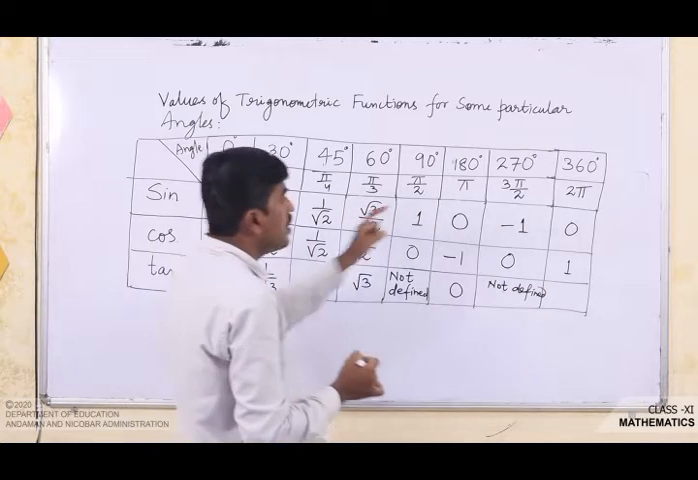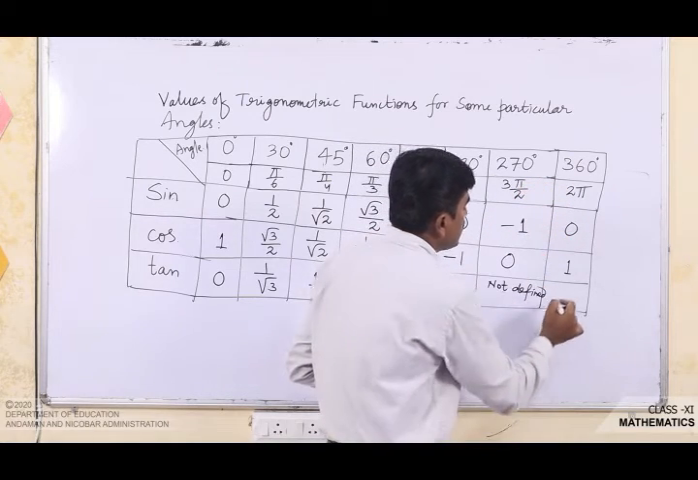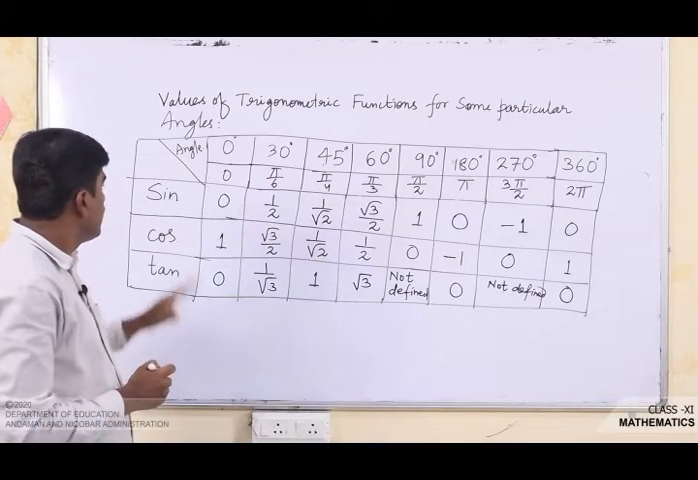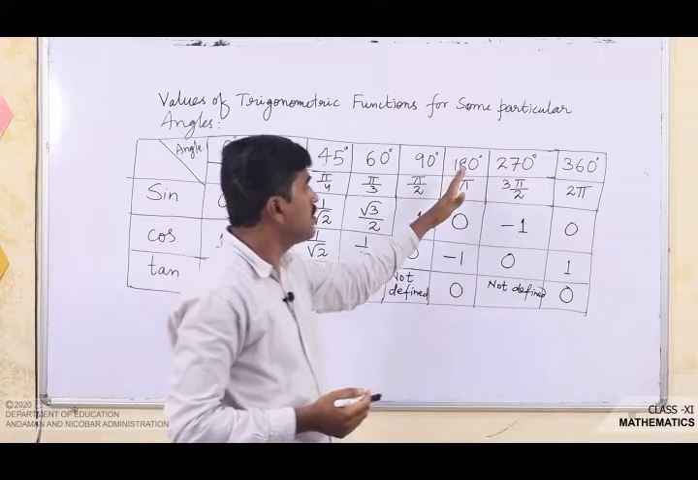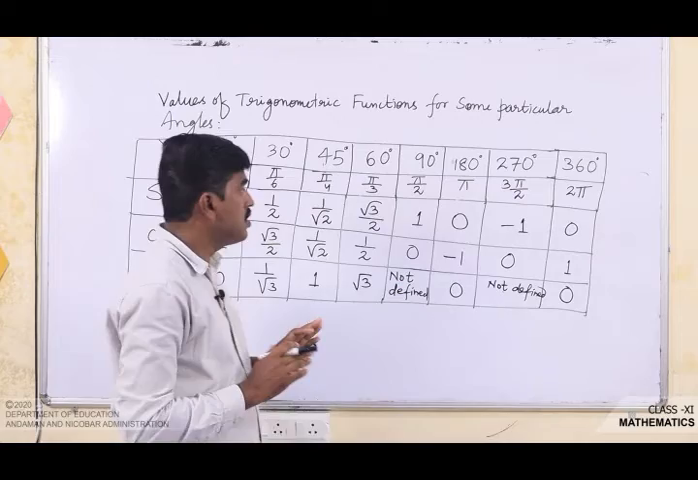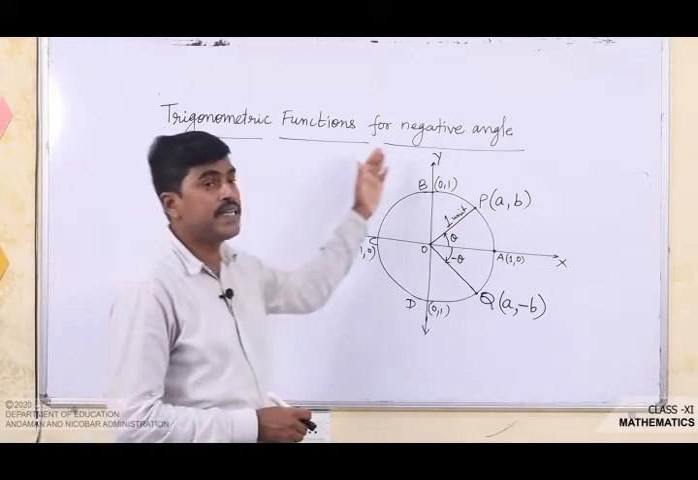Now tan 360 degree or tan 2 pi is 0 upon 1, that is 0. So you have to remember all these values up to 90, you have studied in class 10th also. Now it is for 180 degree, 270 degree, 360 degree, but you have to remember all these values. Okay. Now let us see trigonometric functions for negative angle.